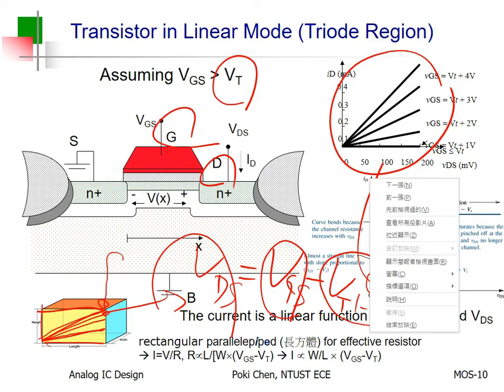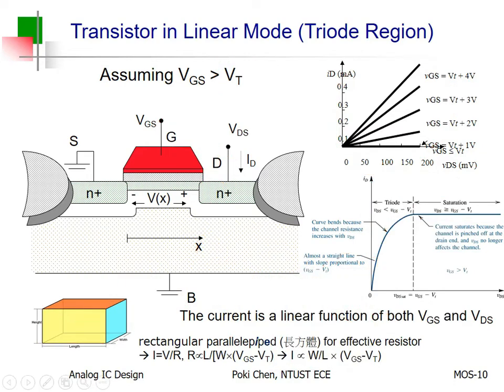So, what is the saturation point? Here, the voltage is exactly VGS minus VTH. Bingo. So, guess what? What is the saturation current here? From the very beginning, the slope is proportional to this. Right? Okay? Just like running.